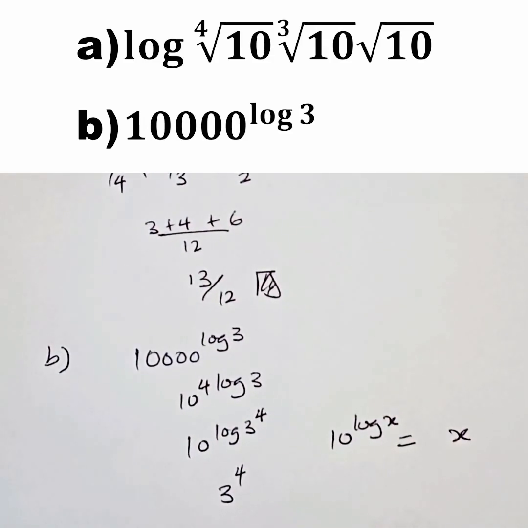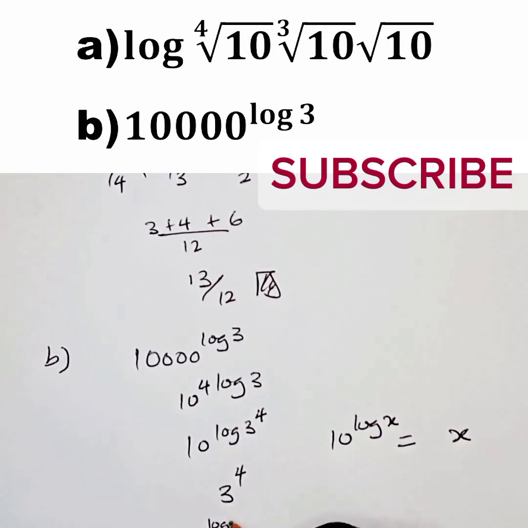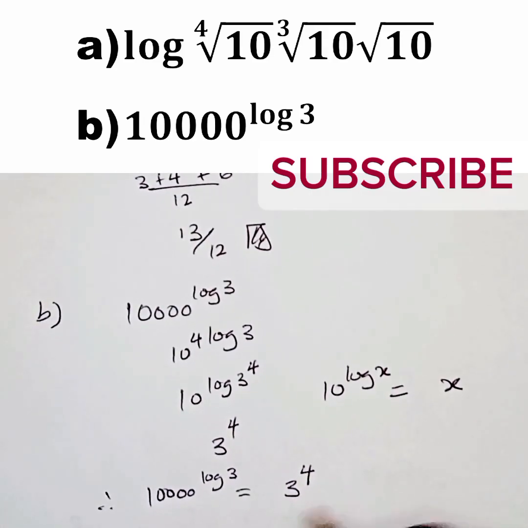So therefore we say 10,000 to the power log 3 is equal to 3 to the power of 4. You can expand that further. You can just use a calculator to find this answer, but we are done with this question.